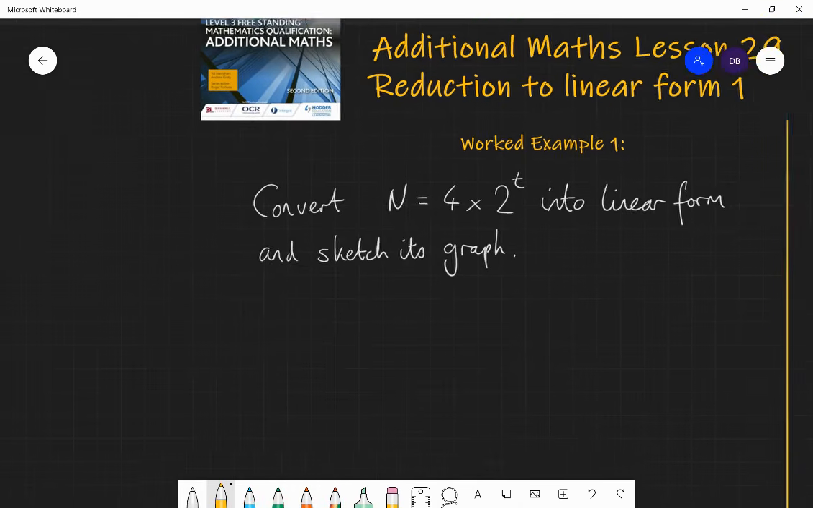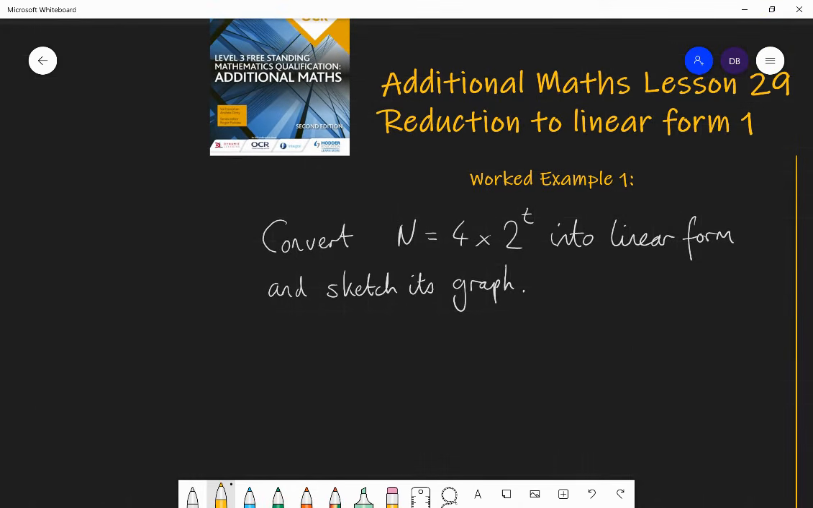First example, convert n equals 4 times 2 to the power of t into linear form and sketch its graph. So we're going to use our friend the logarithm to do this. The first thing we're going to do, because we want to remove the t out of the exponent, is take logs of both sides. We're going to take the default log base 10. So I just write log, and that means that I'm using log base 10.